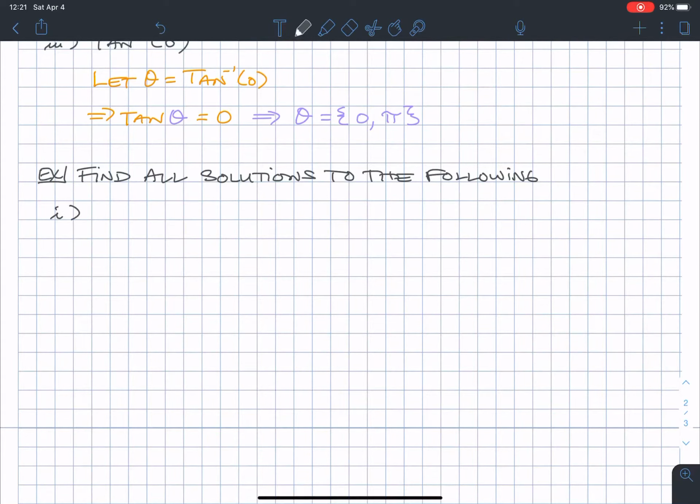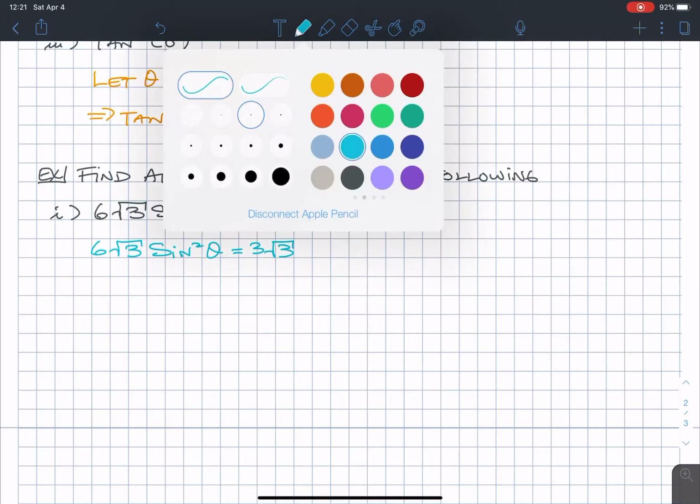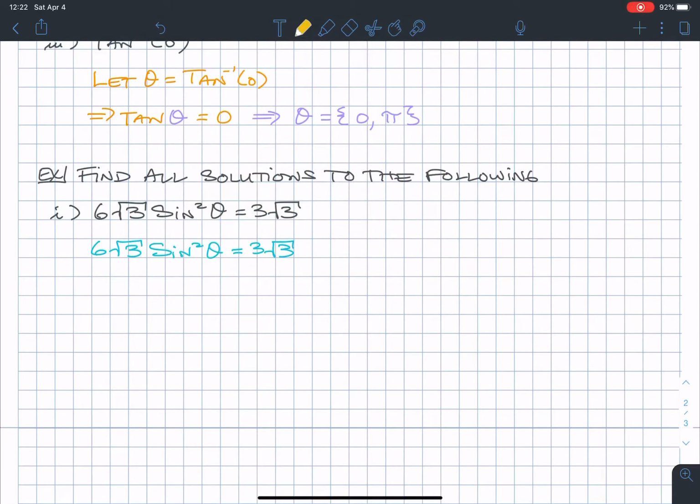So number 1. So let's say we have 6 times the square root of 3 times sine squared theta is equal to 3 times the square root of 3. So let me go ahead and rewrite this. 6 times the square root of 3 times sine squared theta is equal to 3 times the square root of 3. So the first thing I'm going to do is divide both sides by 6 times the square root of 3. So I end up with sine squared theta is equal to 1/2.